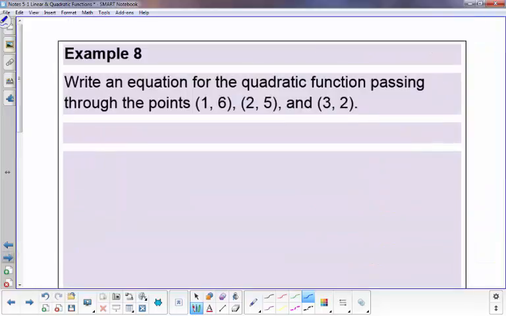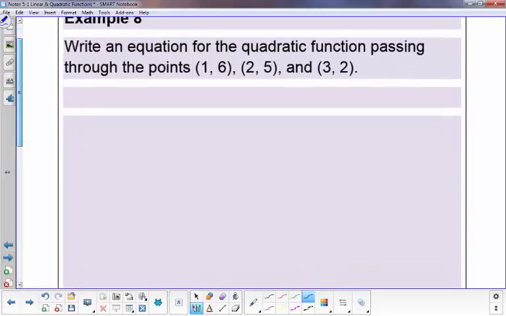Alright. Let's ramp it up a little bit more here. Write the equation of a quadratic function passing through the points (1, 6), (2, 5), and (3, 2). Alright, so this is a little bit more difficult here because we got to figure out what's going on.